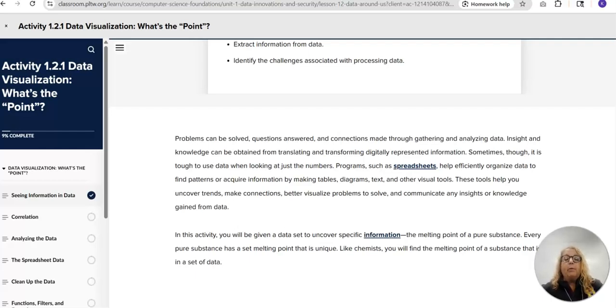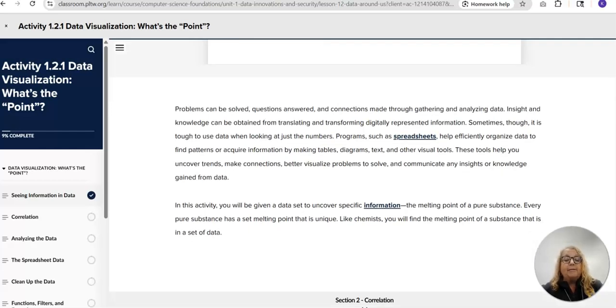In this activity, we will be given a data set to uncover specific information. For instance, the melting point of a pure substance. Every pure substance has a set melting point that is unique. Like chemists, you will find the melting point of a substance that is in a set of data. We're going to pretend we're scientists this week.